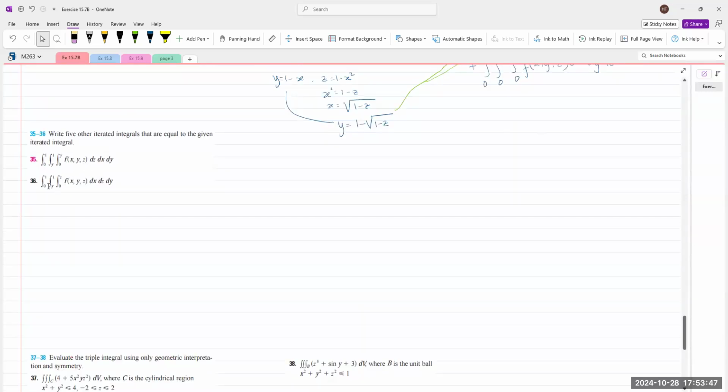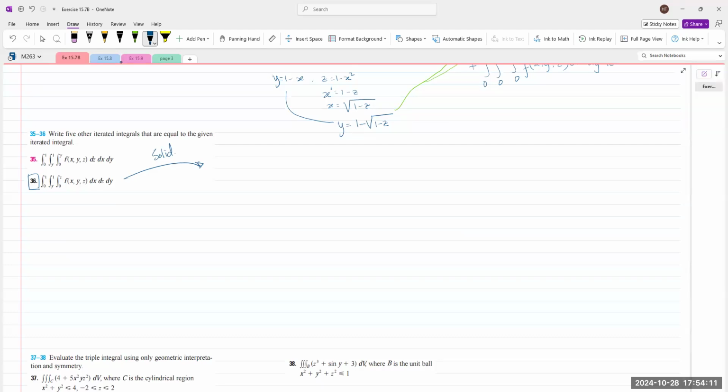Okay, number 36. They give us a triple integral. We don't see the solid, unfortunately. So from this triple integral, we need to go see the solid. From that solid, then we re-express into the other 5 iterated integrals.